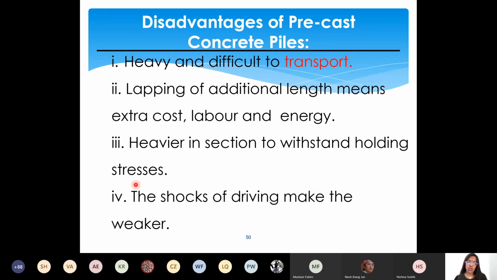Heavier in section to withstand handling stress. The shocks of driving make the pile weaker, right? There are chances of becoming brittle during piling. If you do it forcefully, if you want to speed up the job, it tends to become brittle, right? So it cannot bear the shocks during driving. Heavy in section to withstand handling stress. You cannot pile up too much, right?